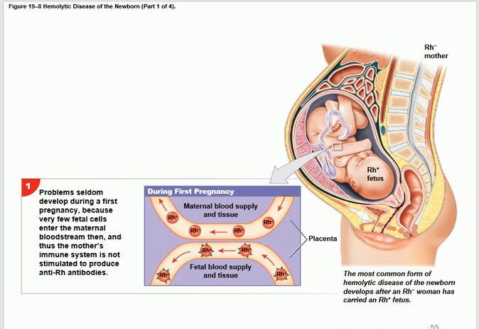So the first baby is born, he's okay, everything is fine. The second baby, she already accumulated antibodies, and the baby is positive. He does have the antigen. So the antibodies that are already there will attack that baby, and we call that erythroblastosis fetalis. And you should remember this name. Fetalis is coming from fetus. Erythroblastosis, the breakdown of the blood. Erythroblastosis fetalis. Remember this name.